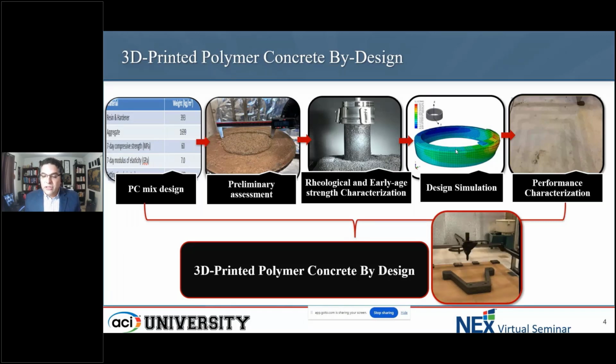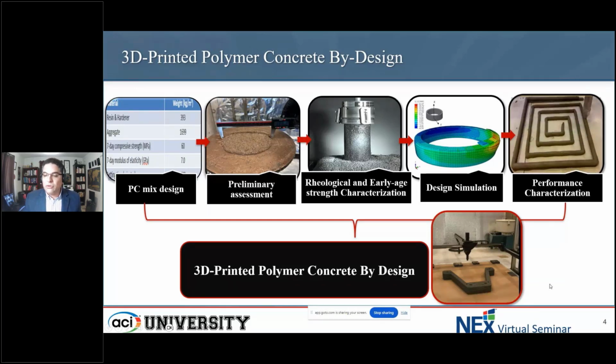What is the speed of interest? What is the geometry of interest? How long would it take us? What is the setting time? All these parameters. Now we can simulate it, and then we move to the next step. Once we do this, we can do some performance characterization of that specific polymer concrete to make sure we are getting what we designed, and that we are achieving the material of interest that we can print with, and then we go for printing.